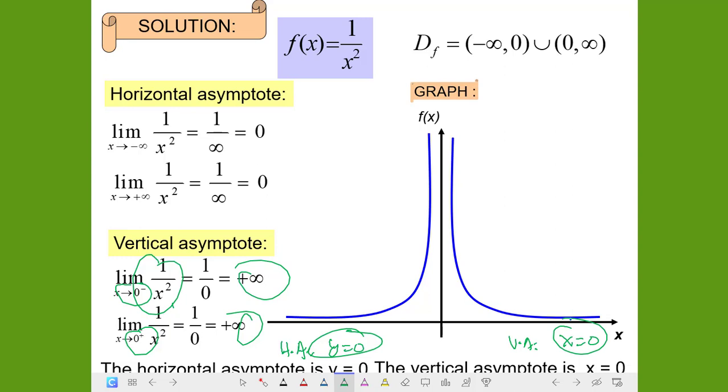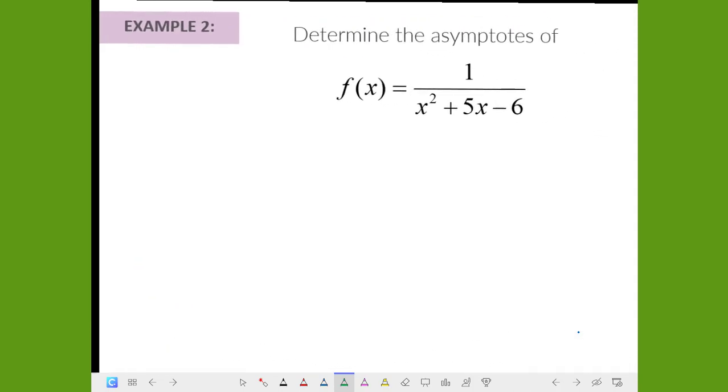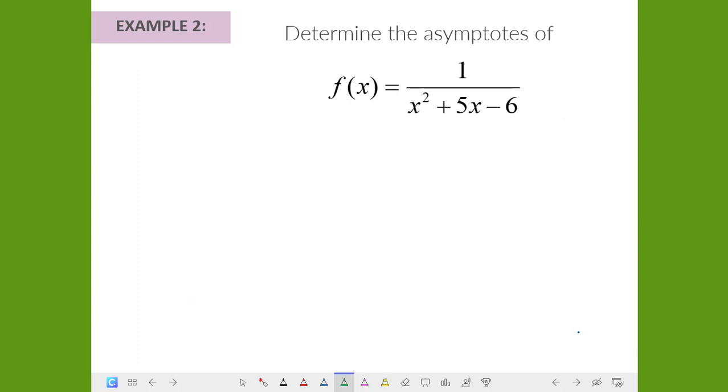In full sentence, not only 0. You must write y equals 0 and x equals 0. Next example: determine the asymptotes of this function.